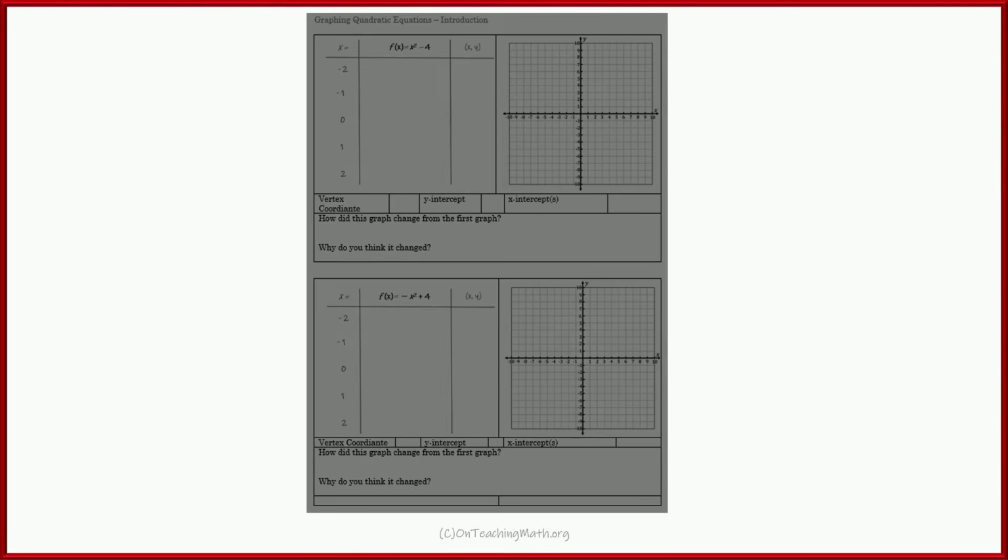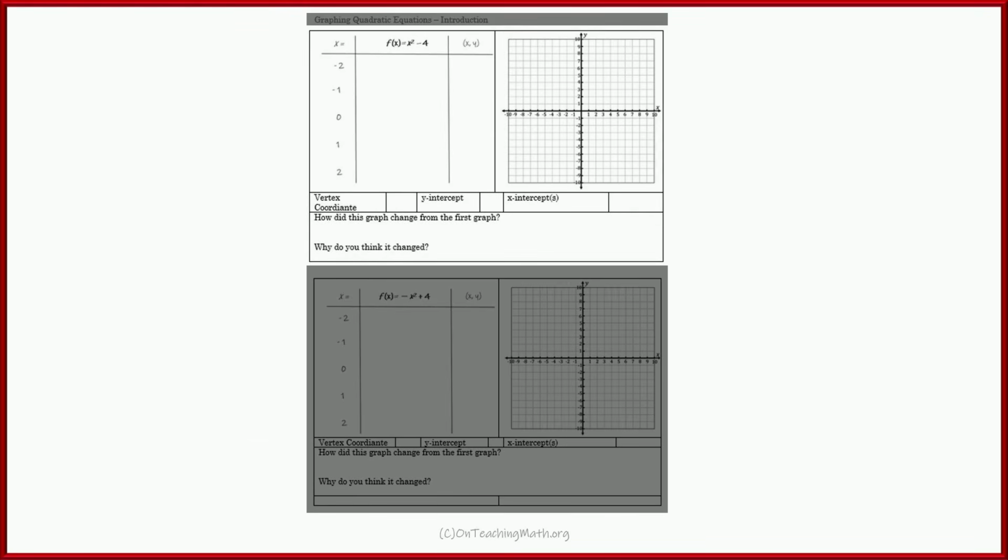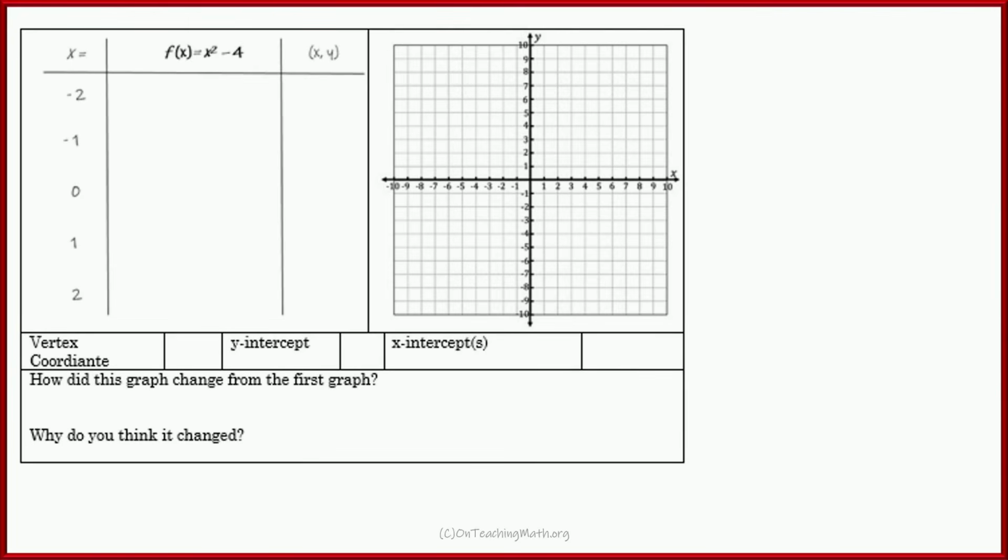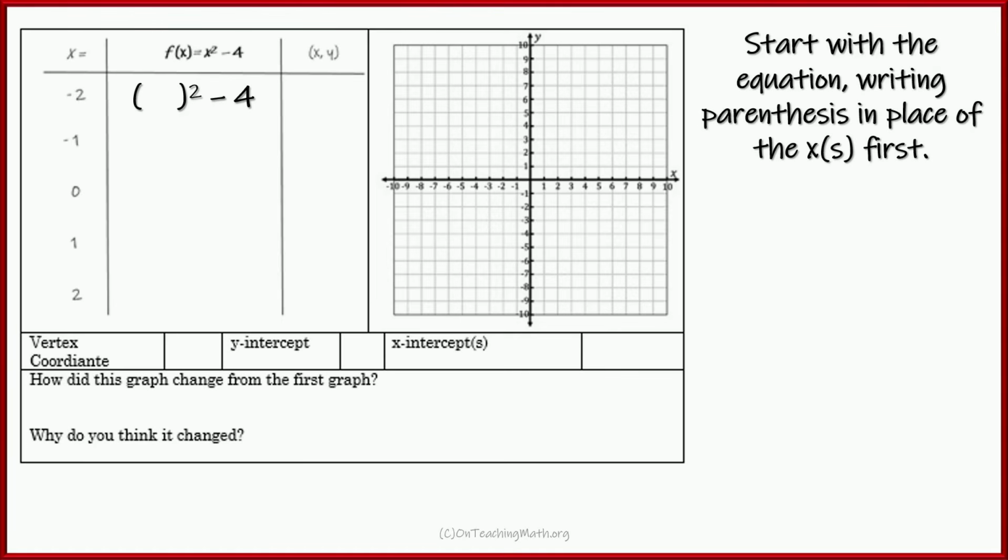We're going to dive into the top one right here. Let's zoom in and see what it looks like. So here's what we've got: x squared minus 4. First thing you do, rewrite the equation, but everywhere you see an x, you put parentheses. Then you plug in your input value.